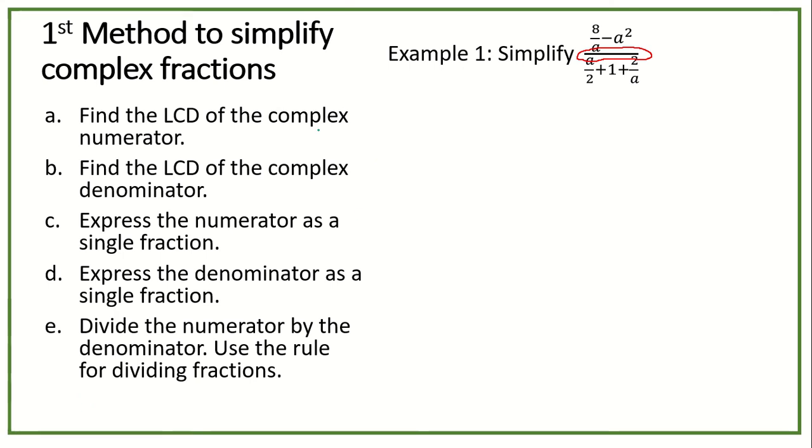So, based on the first method, the first step is to find the LCD of the complex numerator. Ito yung complex numerator natin. So, focus muna tayo dyan sa 8 minus a squared. Hanapin natin yung LCD niya. So, ano ba yung LCD? Yung denominator a lang naman. Yung a squared, yung denominator 1. So, automatically, the LCD is a.